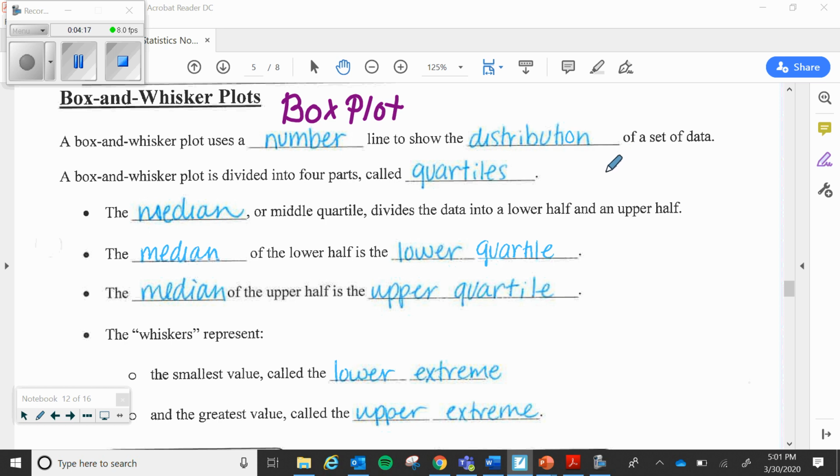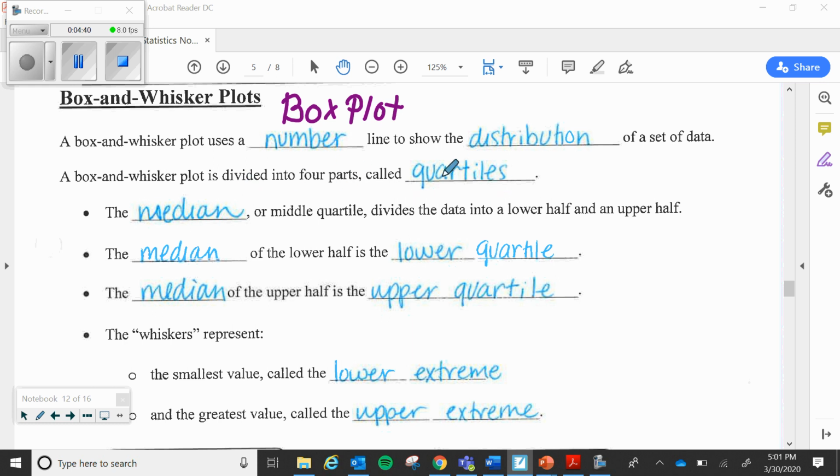So from the lowest number to the biggest number and all the numbers in between, how it is spread out on a number line. It gives us a really good visual picture of what that data would look like. But it's not having to plot every single point. If you notice right here, it's talking about a box and whisker plot is divided into 4 parts.